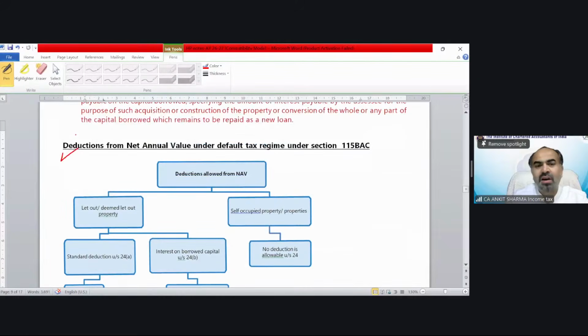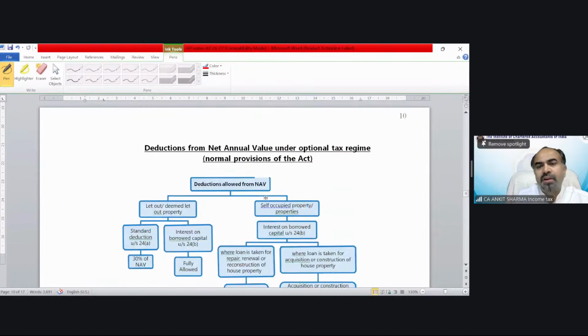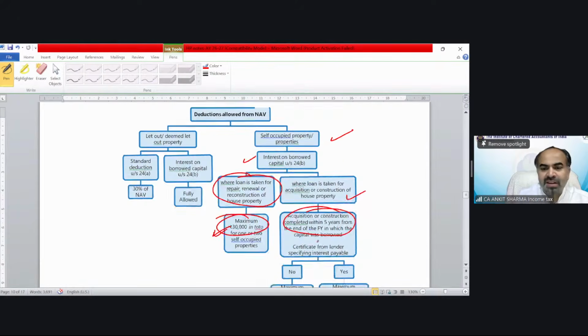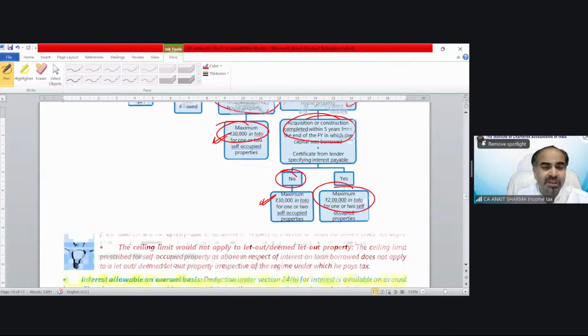So what is the interest benefit under the default tax regime? You can see if the property is self-occupied, no reduction of interest. The treatment under the optional tax regime: if the property is self-occupied, interest can be claimed. If it is for repair or renewal, maximum 30,000. If it is for construction and the property has been constructed within 5 years, in that case the maximum is 2 lakh rupees interest that can be claimed. If the condition is not fulfilled, it is 30,000 for a maximum of 2 properties.